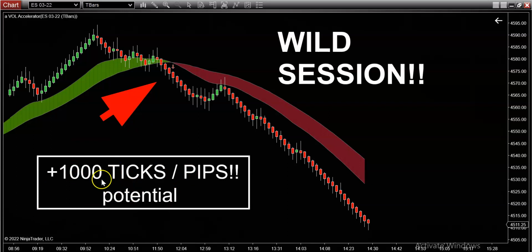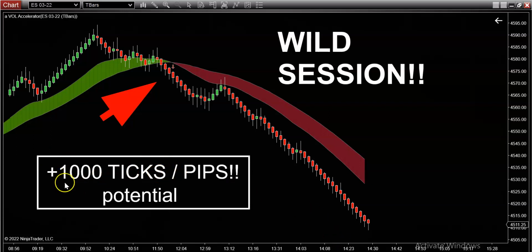And what I want you to do, if you think that you want to try to capture this type of potential, I mean, folks, this was legit. Over 1,000 ticks/pips today. I don't want you to think this is going to happen every single day. But on heavy trend days like we're having this week, like we had last week, I honestly don't think this is too much of a stretch.